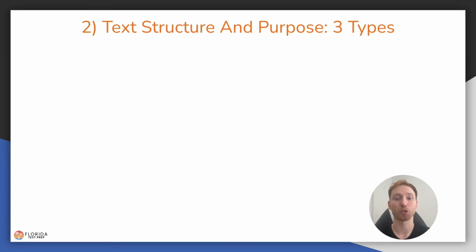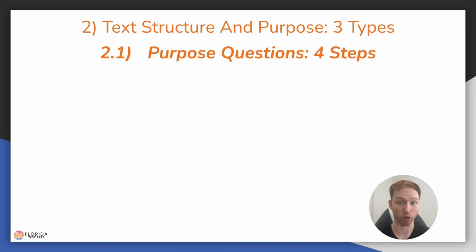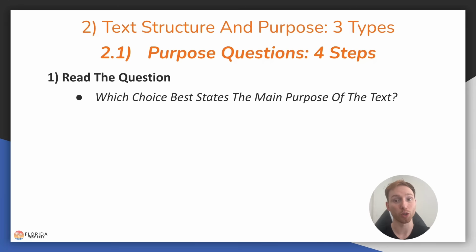The next one are text structure and purpose questions, but there's 3 types. So the first type is purpose questions. Here's how to solve it in 4 steps. You want to go ahead and read the question, and purpose questions are going to ask you which choice best states the main purpose of the text. Then the next step is to read the passage.